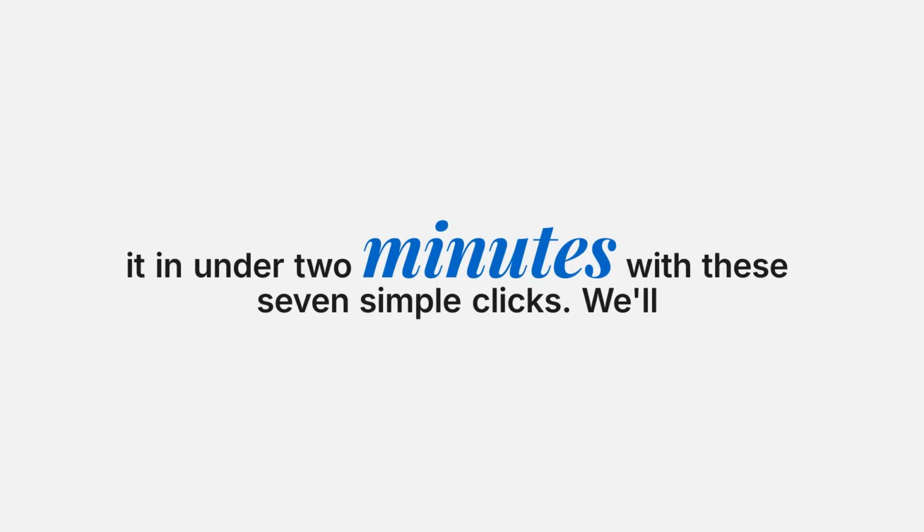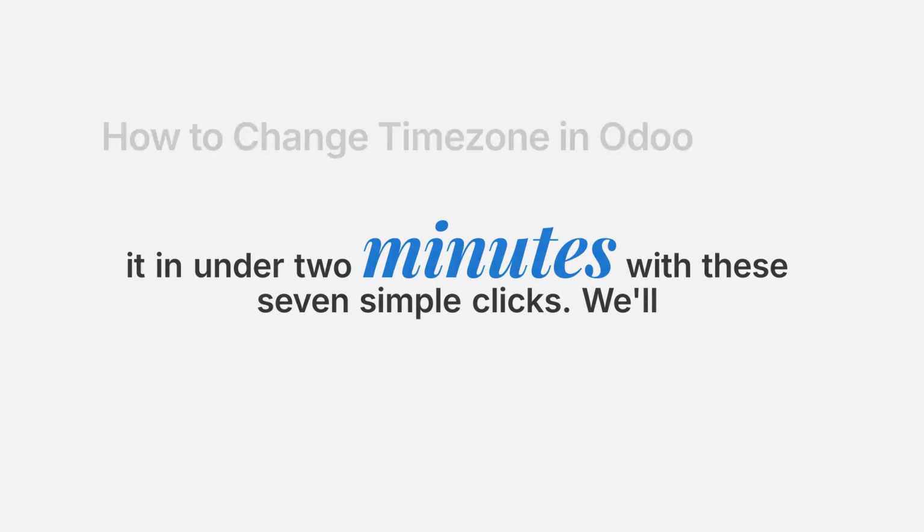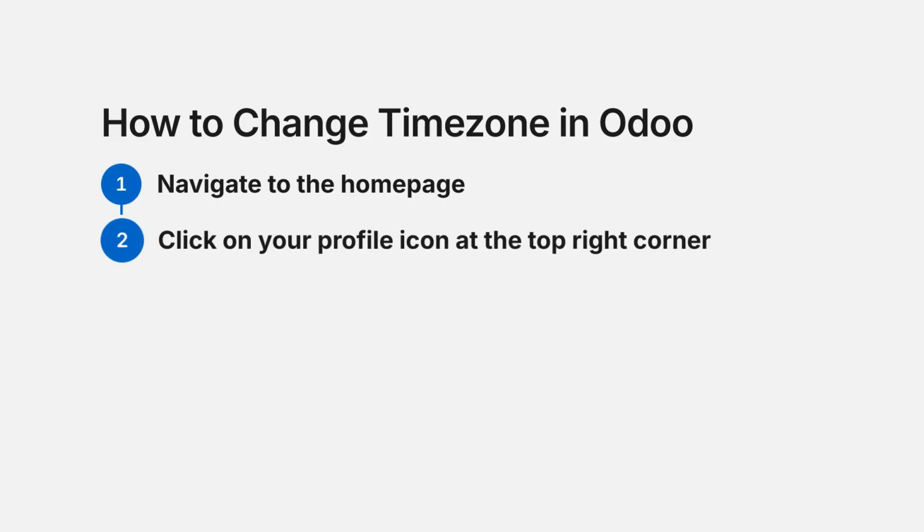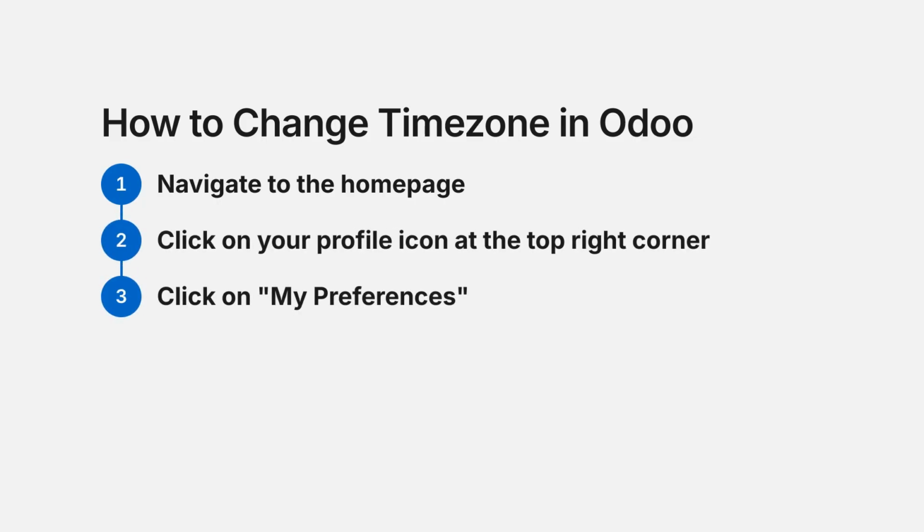Are you tired of missed meetings and confused clients because Odoo is in the wrong time zone? Change it in under 2 minutes with these 7 simple clicks. We'll start at the home page, open your profile, adjust the calendar time zone, and save. Follow these quick steps to get it done.